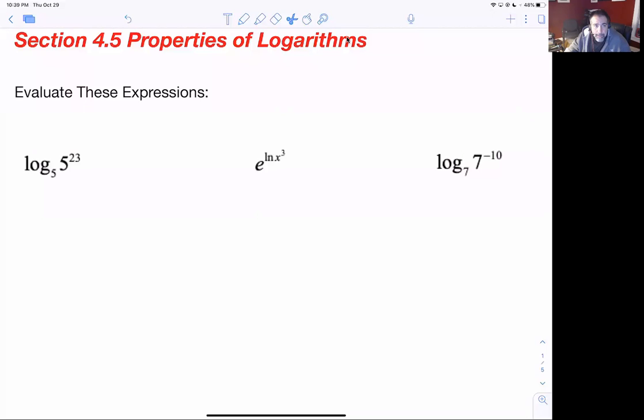Hello, Math 150. We're looking at section 4.5 today, and those are the properties of logarithms. There are several properties that you're going to be tested on and being given homework about, and I want to make sure that you're familiar with them. The first one is one that we've already talked about.